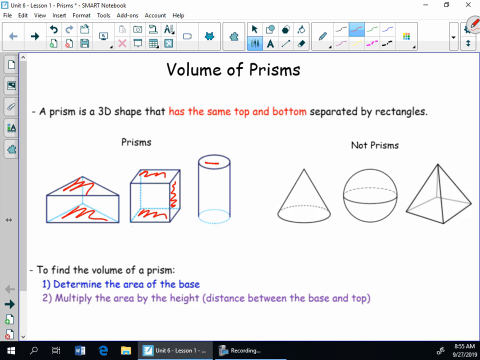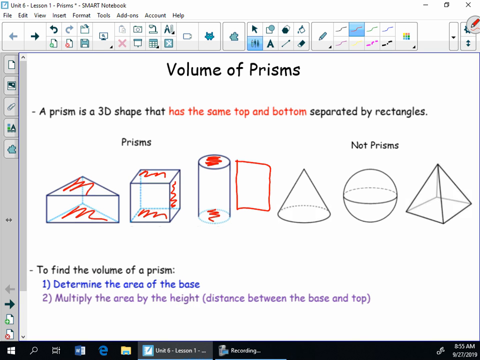Triangular prisms have triangles on the top and the bottom, and each side is made up of rectangles. Even this one over here, the cylinder, has circles on the top and the bottom, and if you unfold it, this part in the middle turns out to be a rectangle, just rolled around. Right? Think of a paper towel. When you actually tear it off, it becomes a rectangle, even though it looked like it was round.